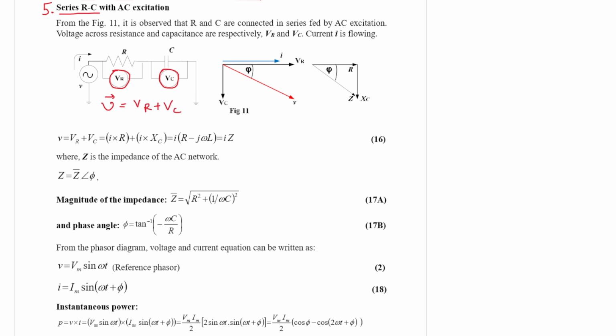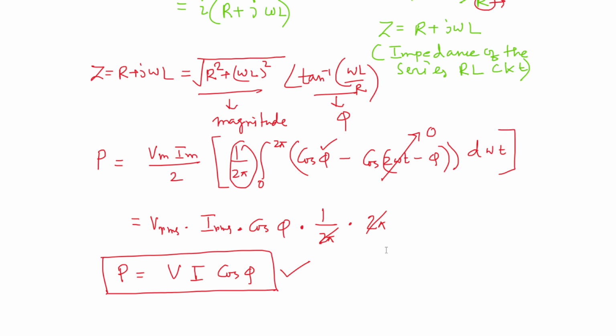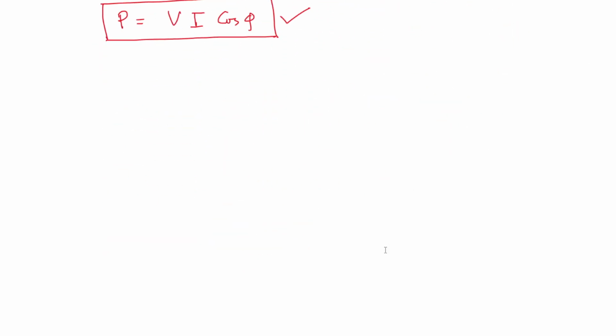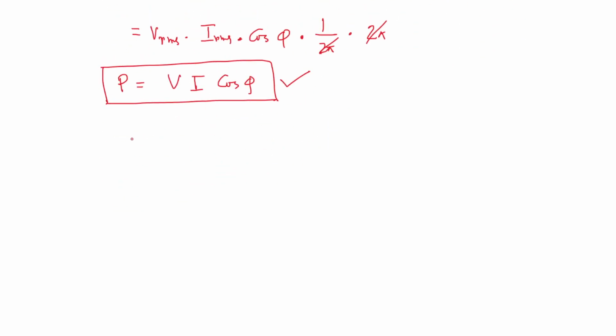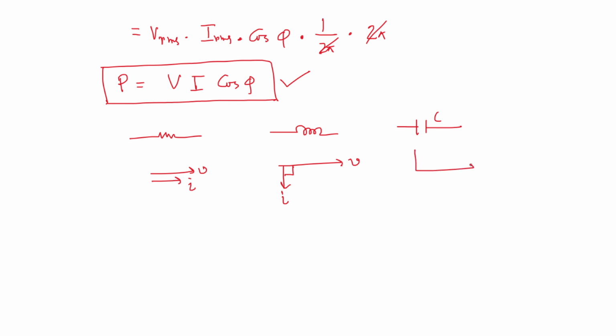So from the knowledge of the previous phasor relation, for a resistive network, voltage and current are in the same phase. For an inductive network, current should be lagging by 90 degrees than voltage, and then for a capacitive network, current should be leading voltage by an angle of 90 degrees.